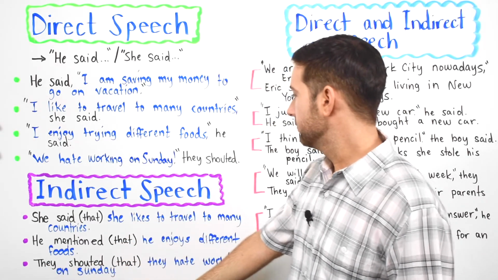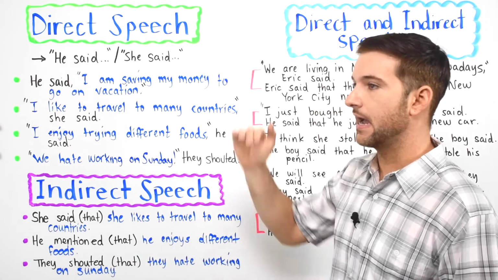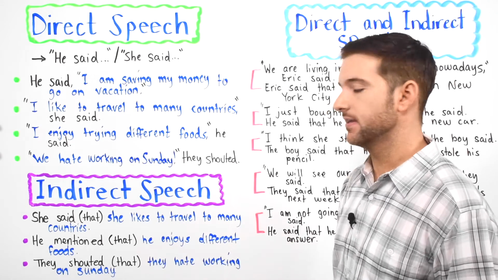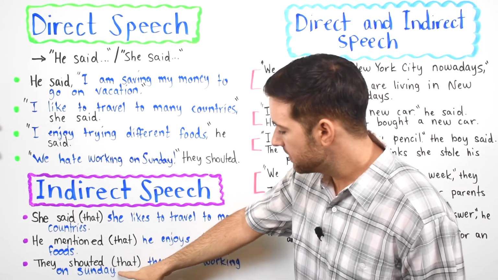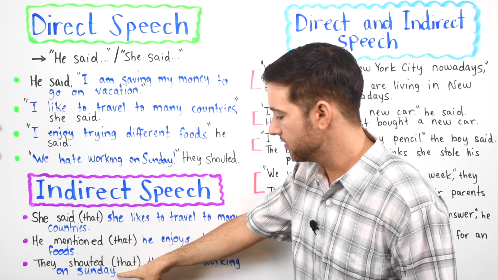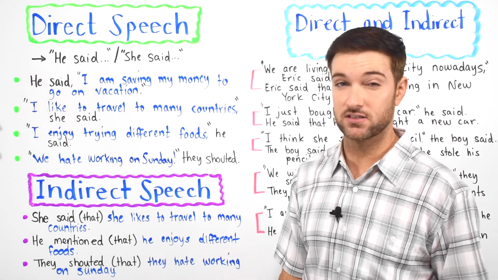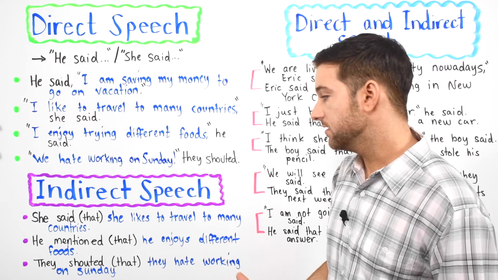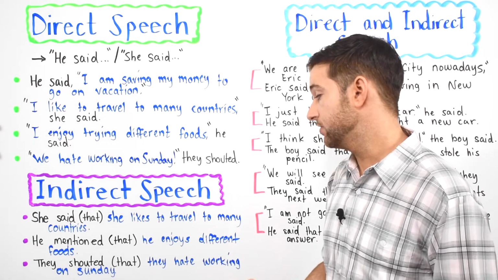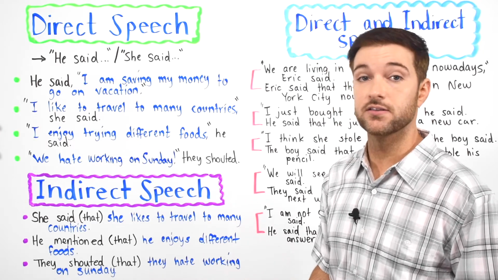They shouted, okay, so they're yelling with a high voice. They shouted that they hate working on Sunday. Notice here that we do not have an exclamation mark. In reported speech, we don't use exclamation marks. We just simply say, they shouted they hate working on Sunday, or they shouted that they hate working on Sunday.